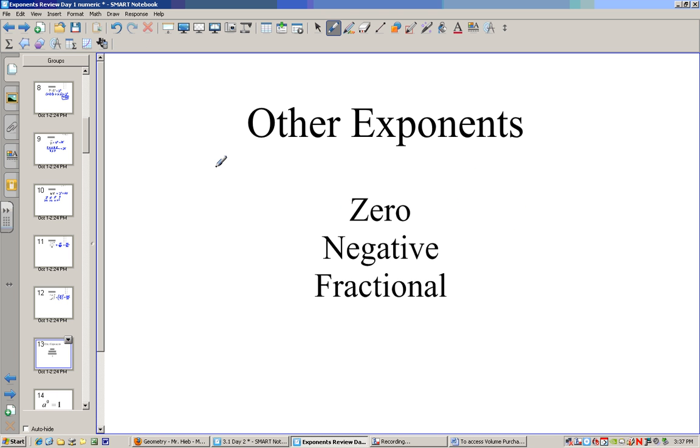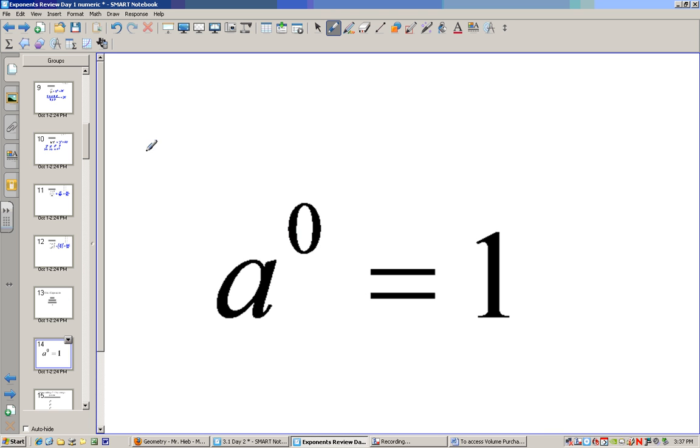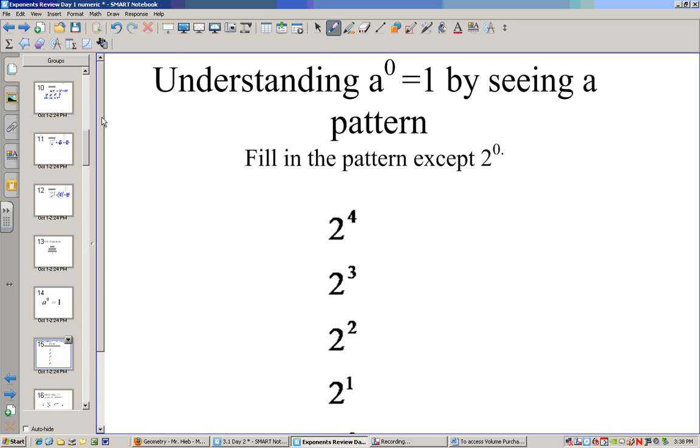Now we're going to learn about other exponents, exponents that are 0, negative, or fractional. A to the 0, so any number to the 0 power is equal to 1. The reason why that would be is, let's follow this pattern.